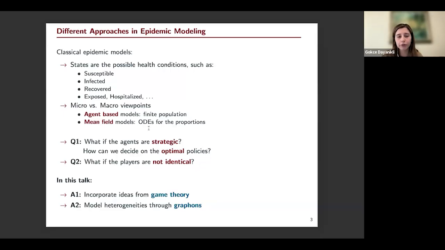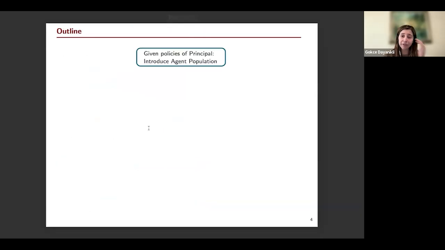Then we are going to go for the second part, modeling the heterogeneities through graphon games. By the way, if you have any questions, you can always stop me or send it on chat. I'm happy to stop and explain things.